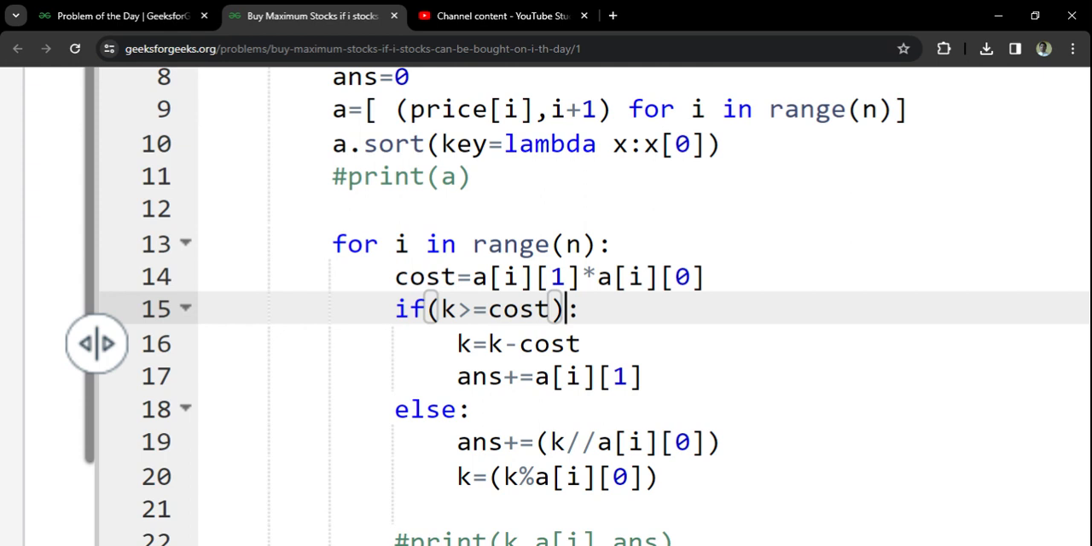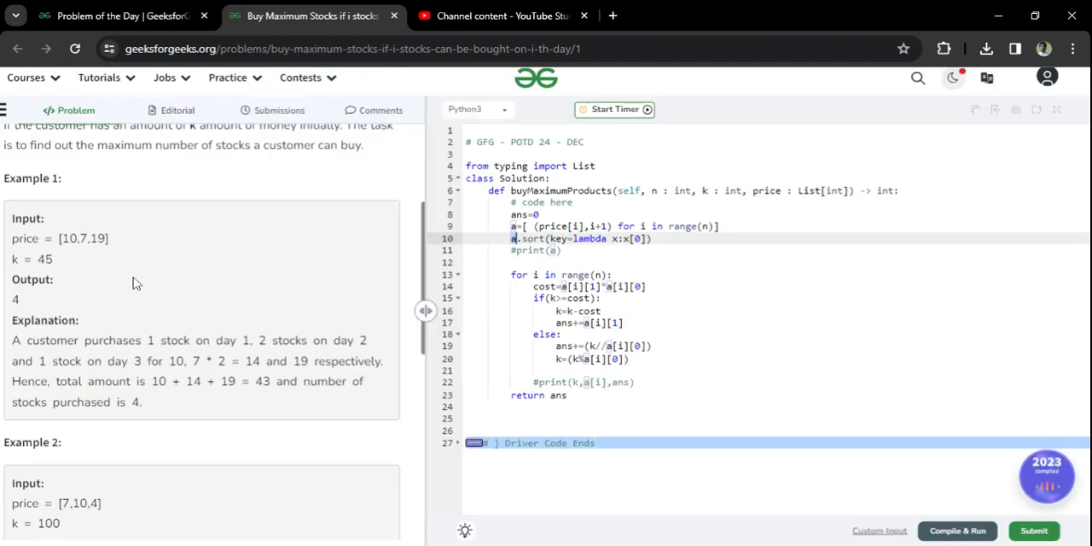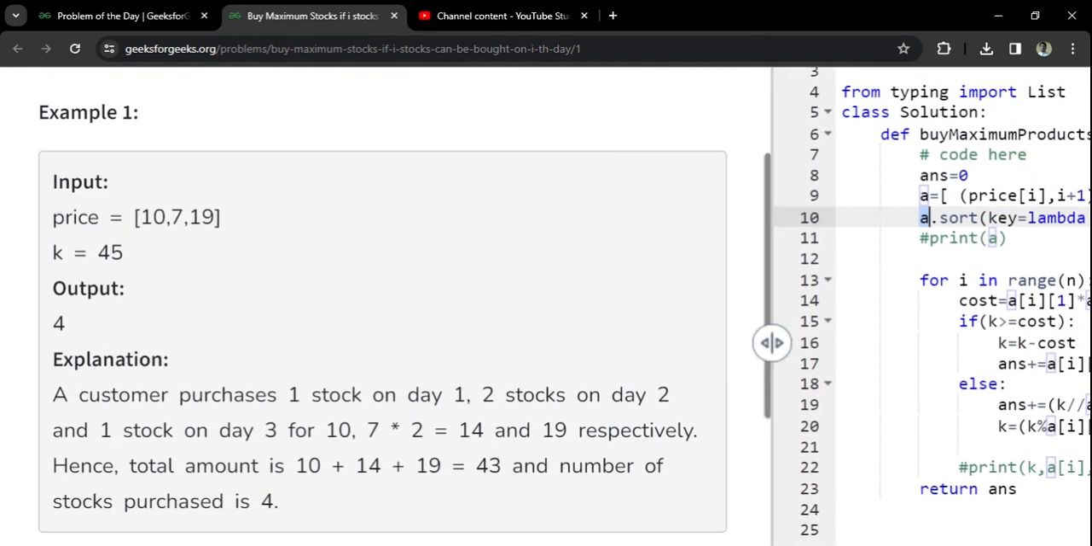As simple as that. All these stocks for that day. Which day? I'm talking about the 0th index of the A. What is the 0th index of the A? The 0th index of the A will be the lowest price among the array given to us. So in this case it will be 7, and then 10 will come, and then 19 will come.